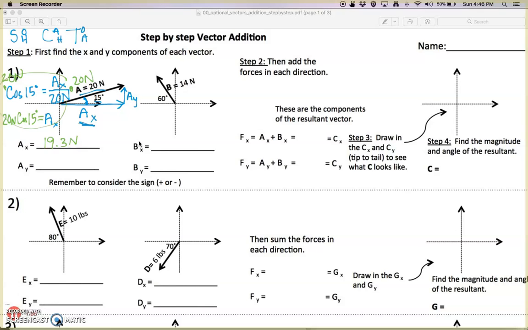If you're feeling really comfortable with your vector addition and your trigonometry, you maybe don't need to show this part each time. If you do, feel free to use a scrap piece of paper because there really isn't a ton of extra space on this paper for you to do that.